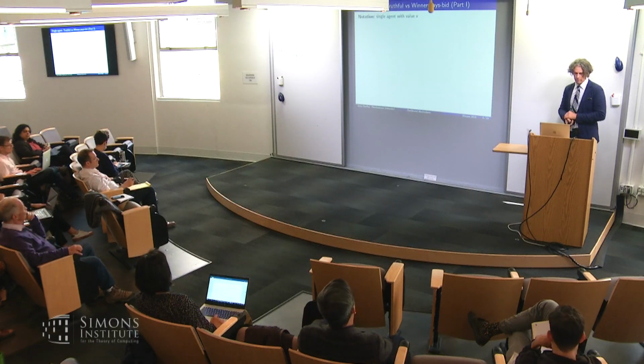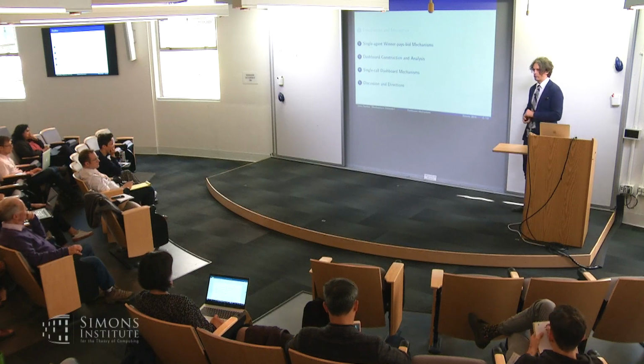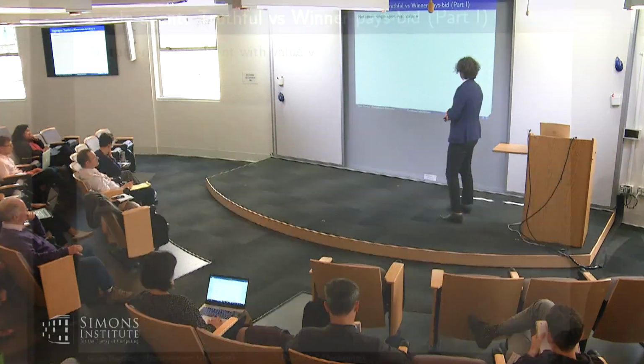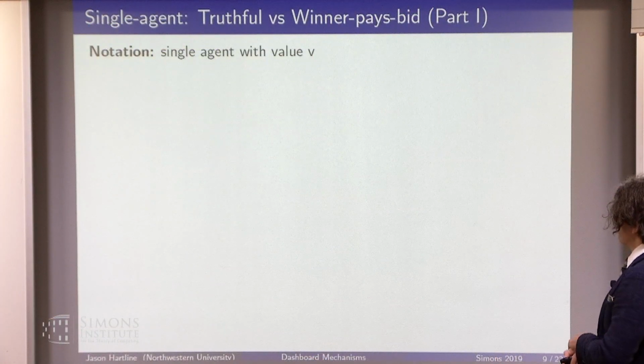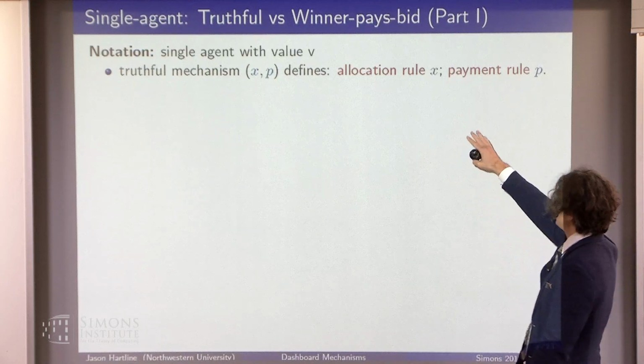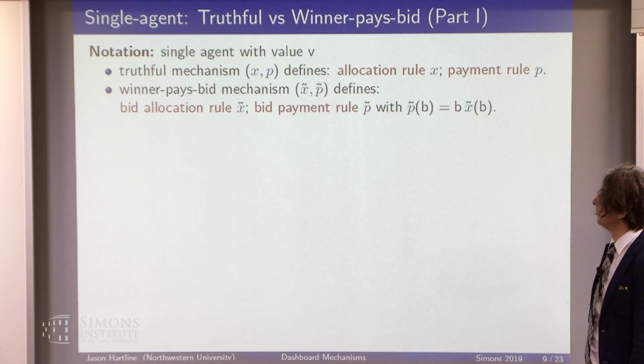Okay, cool. So I want to jump into the first topic, which is understanding single agent mechanisms. I have a single agent with value v. A truthful mechanism is going to be defined by an allocation rule x and a payment rule p, where x maps v to the probability of winning and p maps v to the expected payment made by the agent.